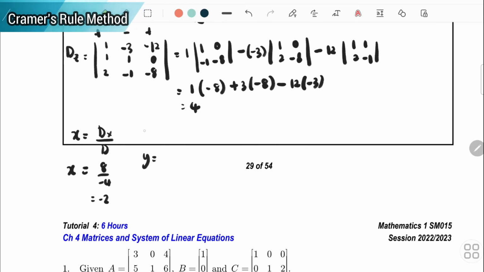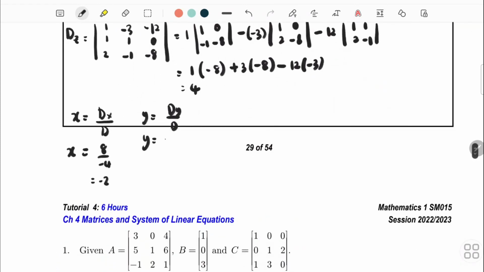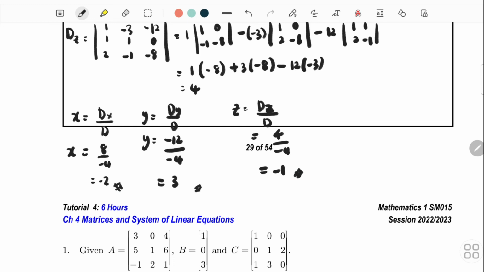So y is equal to D sub Y over D, where D sub Y is negative 12. Negative 12 divided by negative 4. Therefore, you get 3 as the final answer. And for z, it is D sub Z over D, which is equal to 4 divided by negative 4. So you get negative 1. So that's it. We're done with the example using the Cramer's rule method.